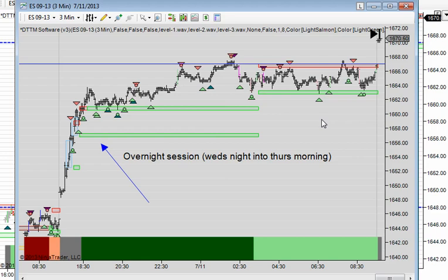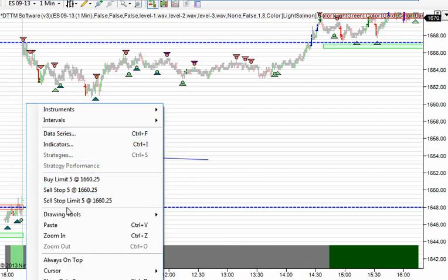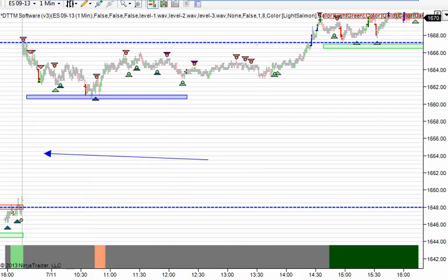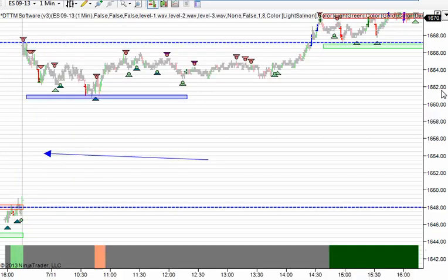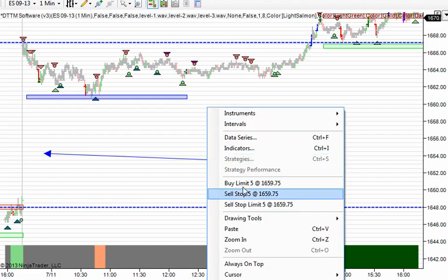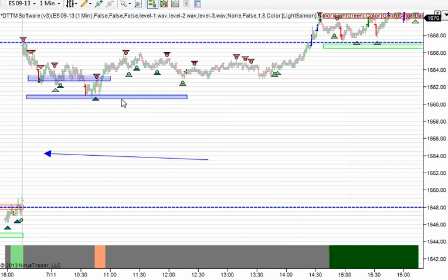So what do I mean by that? For example, if I draw this support zone here, let me just draw it in there, and I'll also draw another one right in here. And what I can do is copy that and take it over to my 1 minute, paste that in, and then I can go back to my overnight chart and copy this zone as well. Paste that in there.